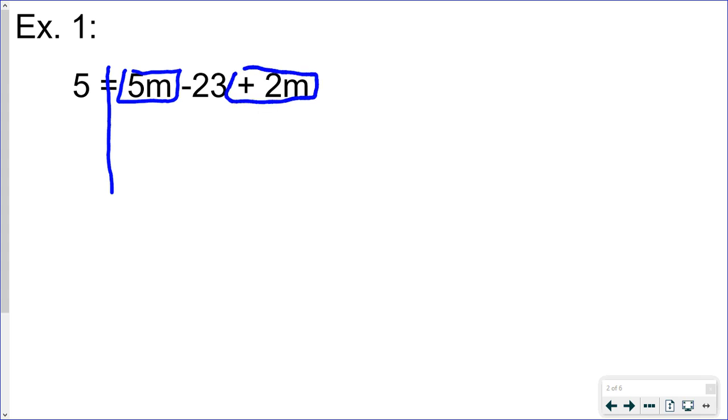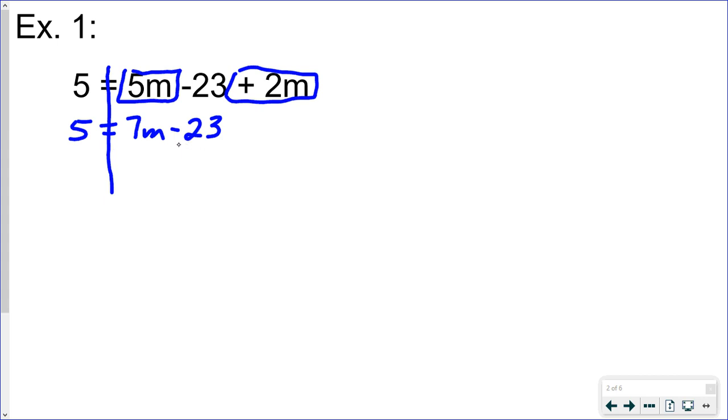Now remember, the symbol in front of a number or variable belongs to it, and it tells us how to combine these. So this is 5m plus 2m. When we combine those together, we'll get 7m minus 23, and on this side we have the 5 still. So now we're on to step 3, and like I said, now we have a 2-step equation. So now we just solve for the variable by using opposite operations.